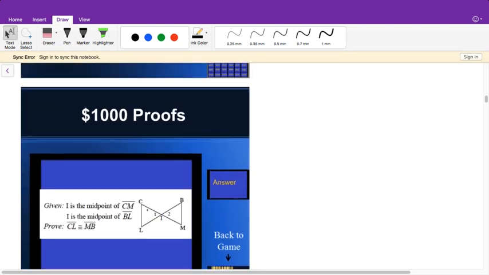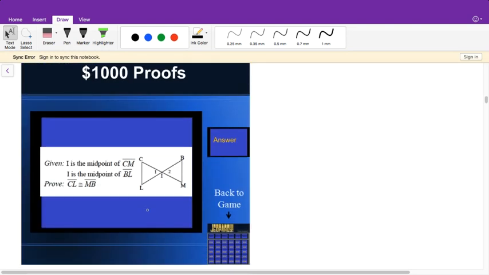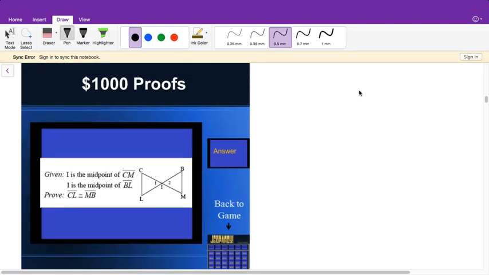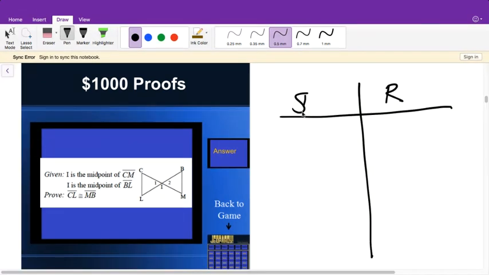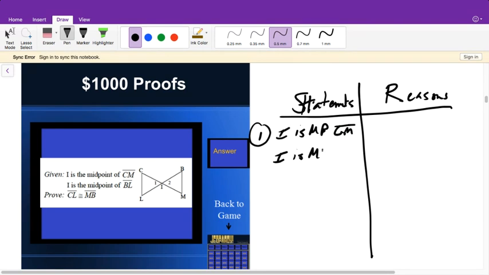All right, so for this one, we're going to make our statements and reasons. The first thing we always write is whatever is given. So I is the midpoint of CM, and I is the midpoint of BL, and this is given to us.